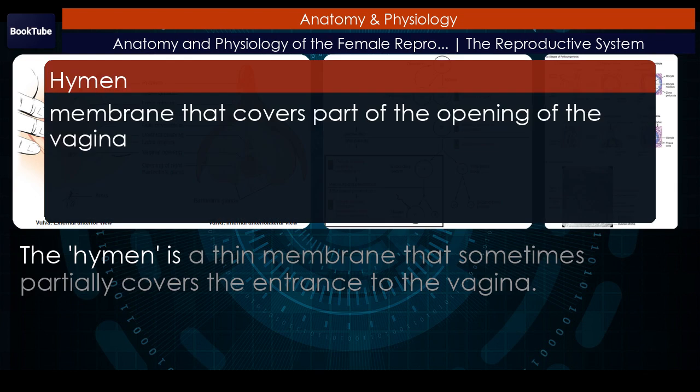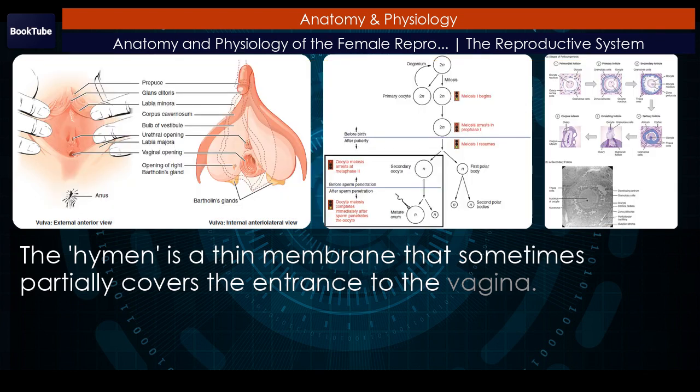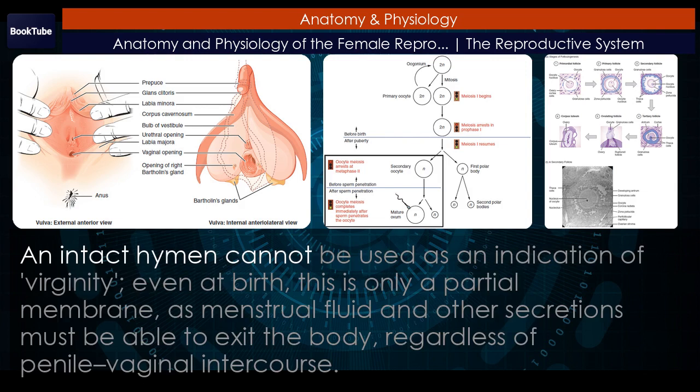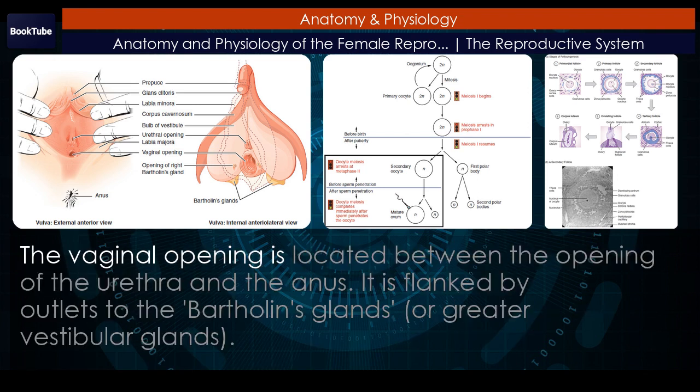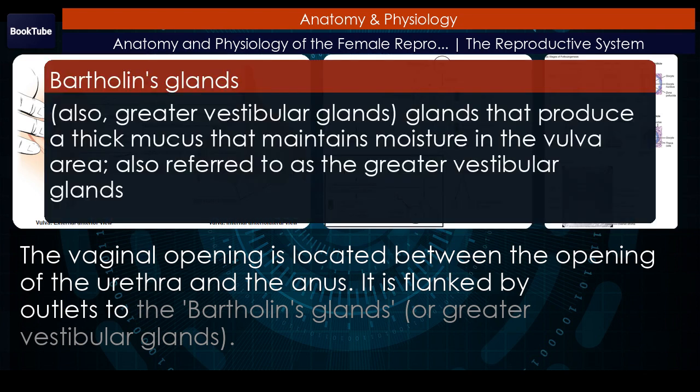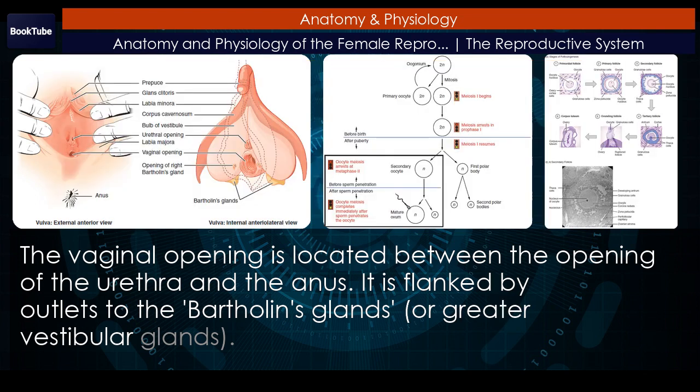The hymen is a thin membrane that sometimes partially covers the entrance to the vagina. An intact hymen cannot be used as an indication of virginity. Even at birth, this is only a partial membrane, as menstrual fluid and other secretions must be able to exit the body, regardless of penile vaginal intercourse. The vaginal opening is located between the opening of the urethra and the anus. It is flanked by outlets to the Bartholin's glands, or greater vestibular glands.